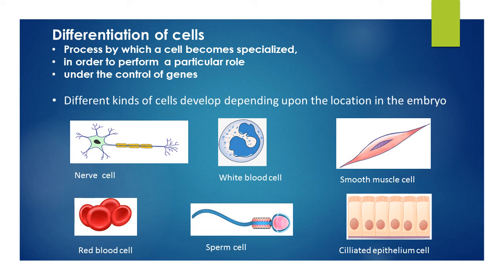And then sperm cells. The head of the sperm cell contains genes from the father, and the tail is for swimming. Then ciliated epithelium cells. Those cells are present in the trachea. They line the passages, and there are hair-like cilia which move mucus along the lining of the trachea.